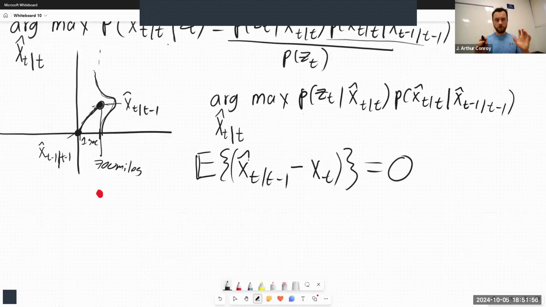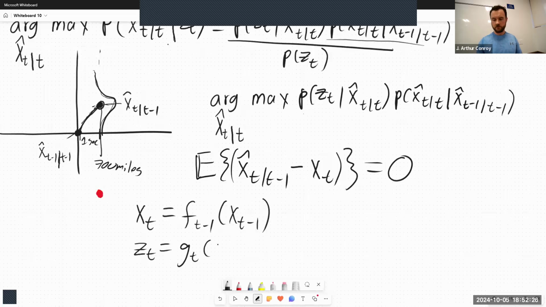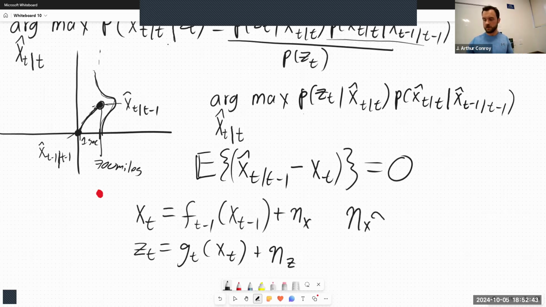So let's take this model and now let's phrase what our dynamics model and our measurement model look like. All right. So our dynamics model will be x at time t is equal to f at time t minus 1 of x at time t minus 1. And our measurement model, z at t equal to g_t of x_t. Now I add in the noise terms. So I'll call this noise n_x plus noise n_z. And I said we were doing white noise. So n_x is going to be distributed how?